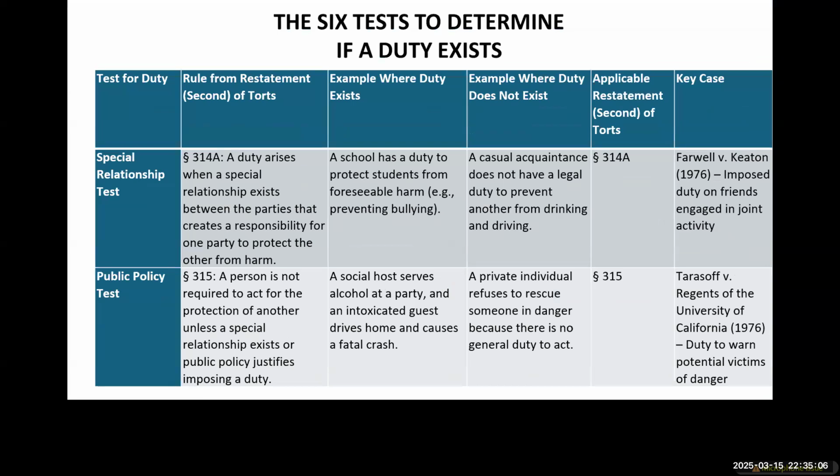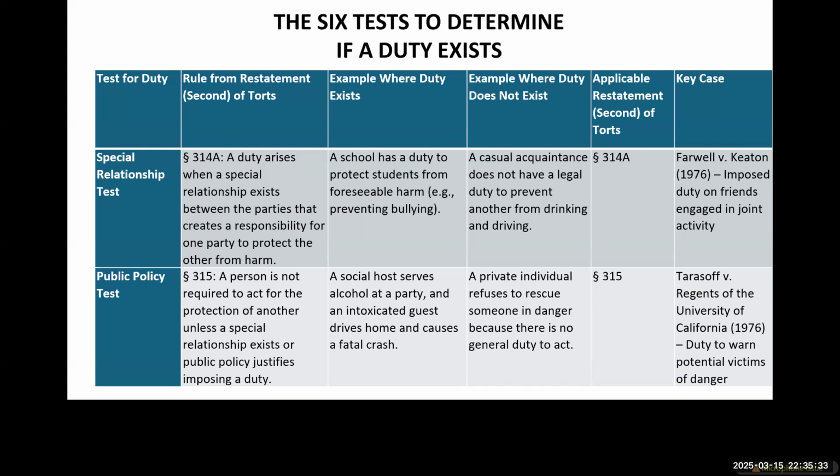Third test, foreseeability. Oh, I'm sorry, not foreseeability. That's why I stumbled on it. Third test to determine if a duty exists. That's the special relationships test. You want more information, go look at 314, Restatement Second of Torts 314. Are these absolutely right? There might be some better ways, right? That's your responsibility to find it.